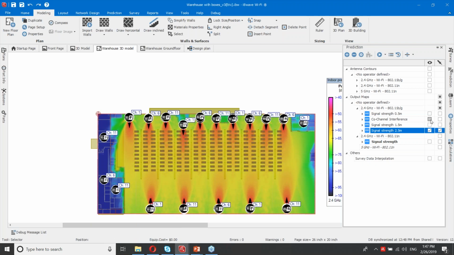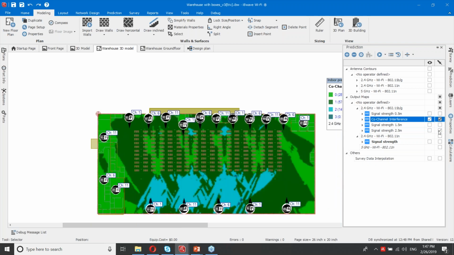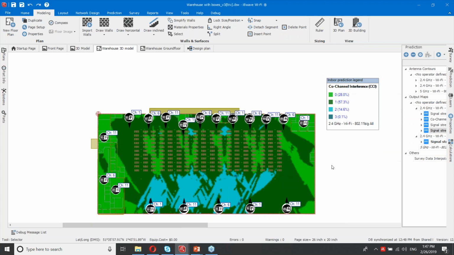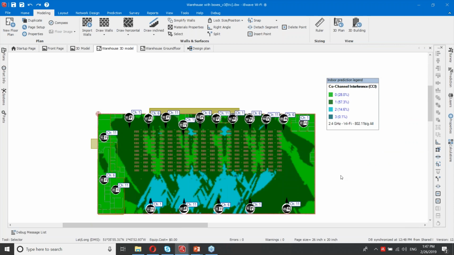So having said that, let's take a look at the co-channel interference. How does it look when we have those boxes that are given here? Well, co-channel interference again is not bad. We have mostly 1 and 0, which again is because we have those directional antennas that are helping us direct the signal in the direction that we want.